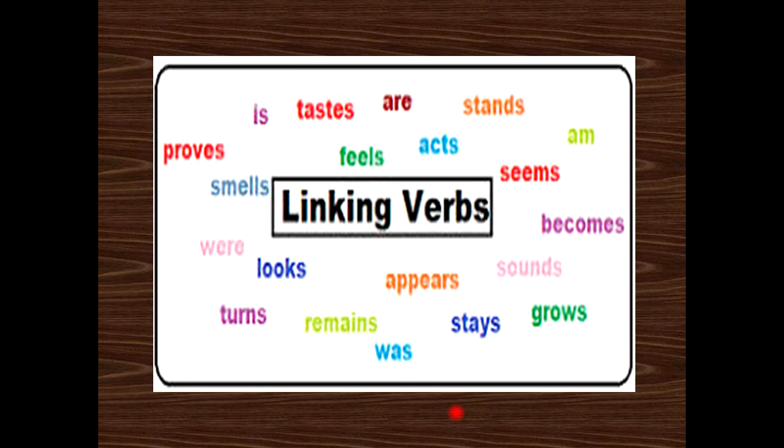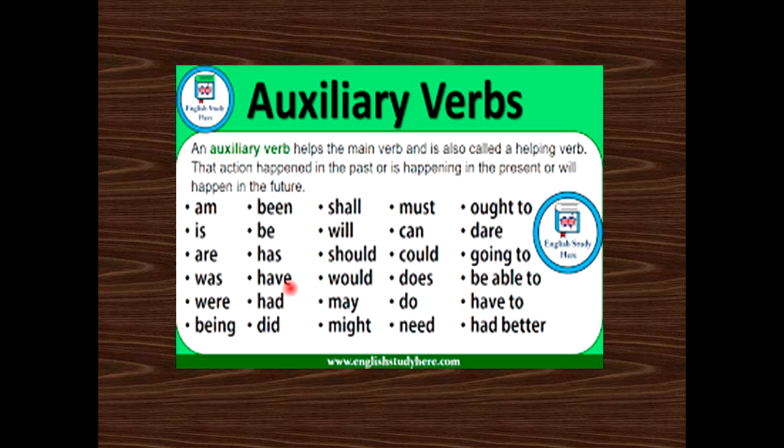Now linking verbs. These are the linking verbs which connect the sentence. They link the sentences with each other. Like is, are, feels, was, am, seems, were, looks. All these are linking verbs which link the words in the sentence to make it complete, to make it look more beautiful. Now next is auxiliary verbs.